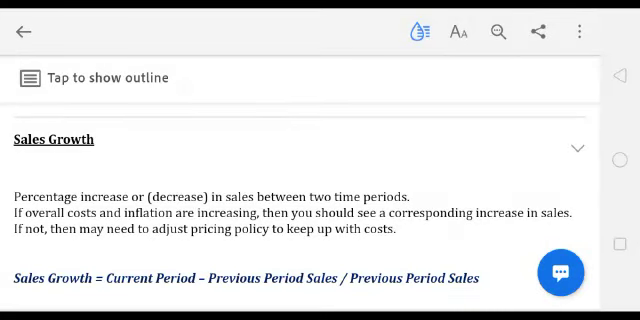Hi everyone, today we are going to discuss the ratios. Now we start from the easiest one.